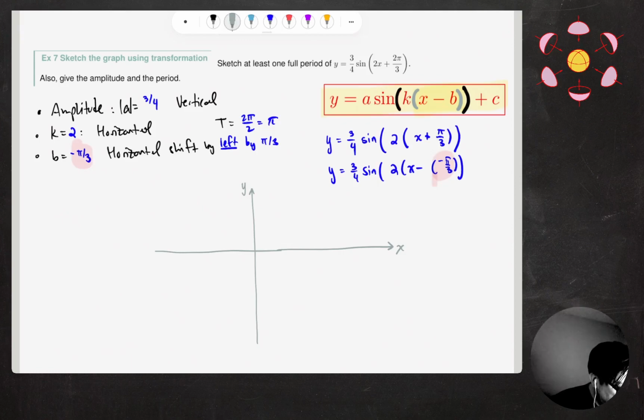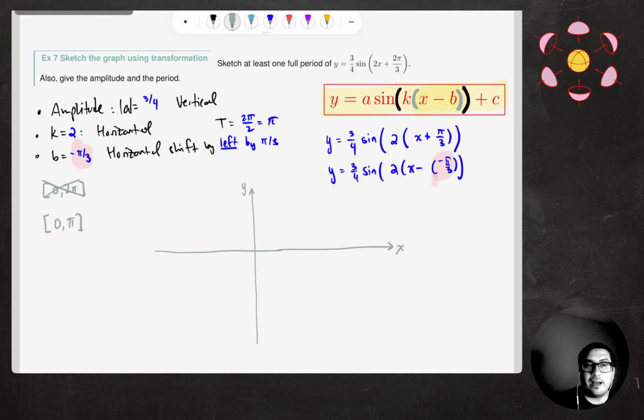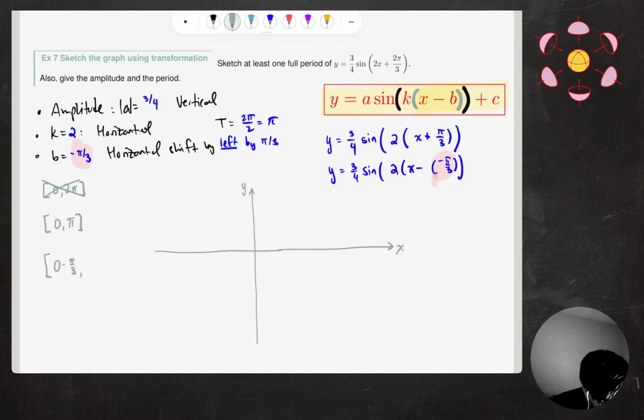So remember, originally cosine has period 0 to 2 pi, but that's not our period anymore. Our period is now pi because of the k. So it's 0 to pi. Okay? But we have a horizontal shift by pi over 3 to the left. So basically, one way to do it is just move everything by subtracting pi over 3 from both sides. So we're kind of doing it algebraically.